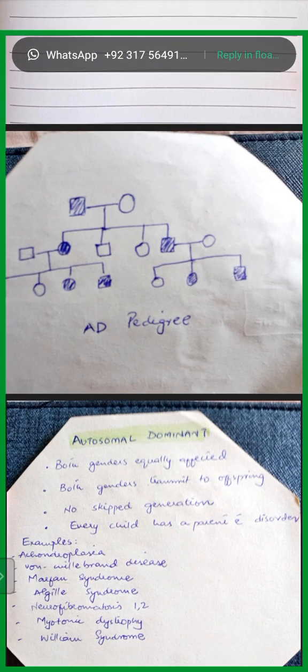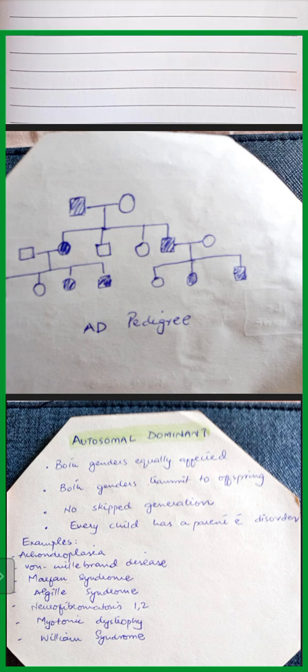Both genders are equally affected. As you can see in the above example, both male and female seem equally affected. Both genders are transmitting to the offspring. See, the father is also transmitting, and on the left side, the mother is also transmitting. On the right side, you can see the male is also transmitting. There is no skipping of generation, and you can see every child has a parent with the disorder. So this becomes autosomal dominant.